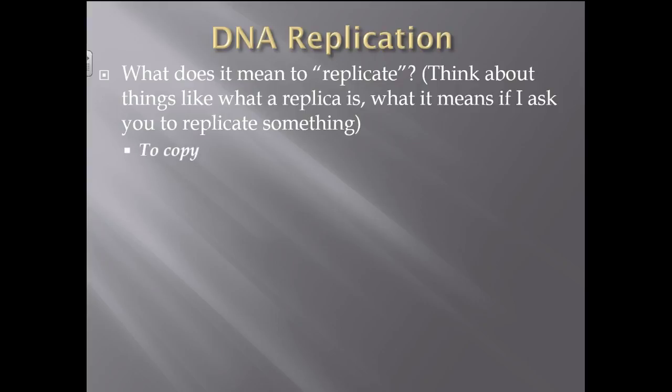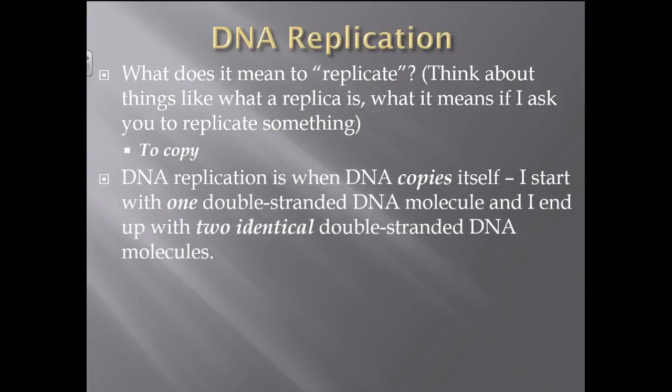So when we're talking about DNA replication, it's DNA making a copy of itself, and you should know that happens during interphase, during S of interphase. S stands for synthesis. When the DNA is synthesized, it's actually copied. So we start with one double-stranded DNA molecule, and by the time synthesis is finished, we have two identical double-stranded DNA molecules.